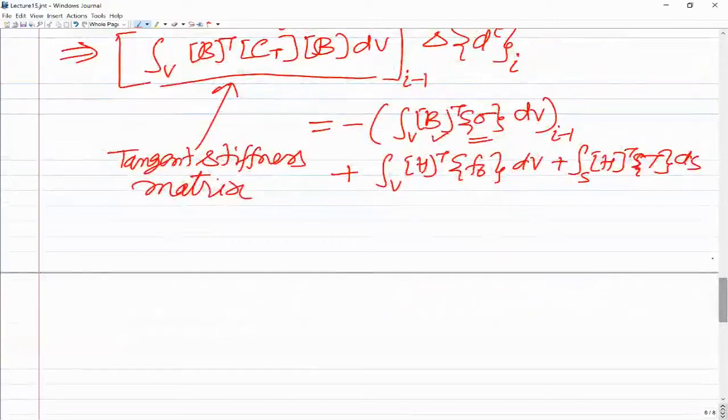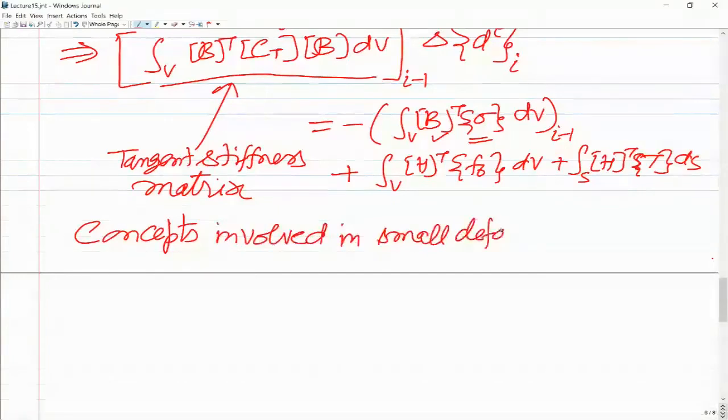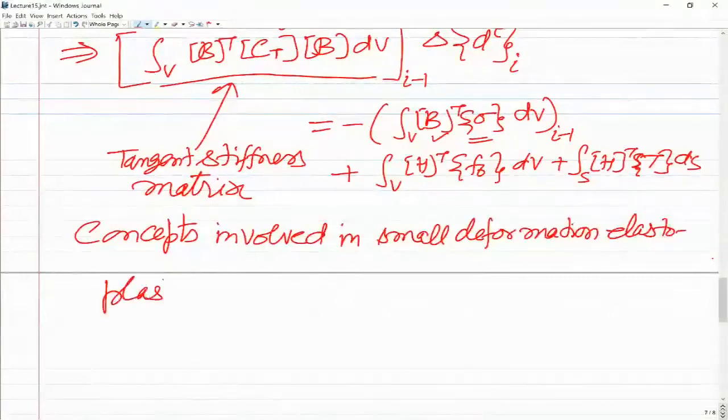But first, when we are solving a small deformation elastoplasticity problem, let me also explain what are the concepts involved in small deformation elastoplastic analysis. The main things I am going to briefly tell you about. Concepts involved in small deformation elastoplastic analysis.